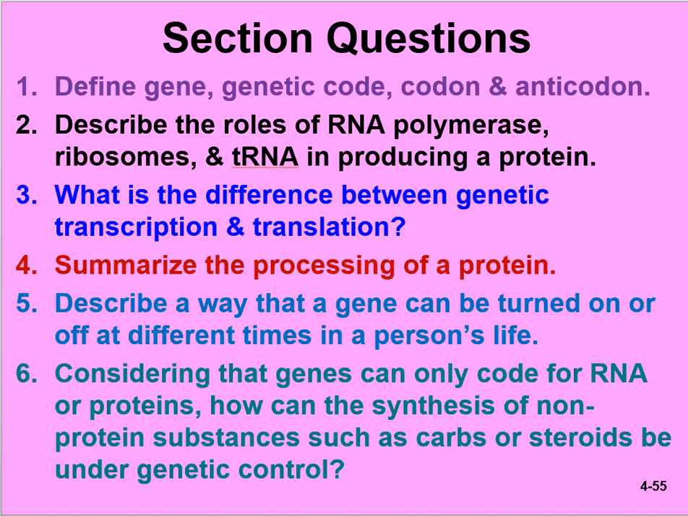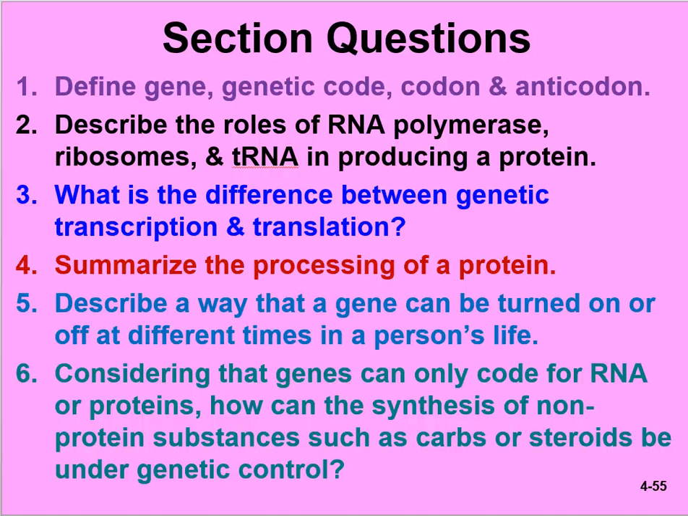A ribosome is kind of a double clump of ribosomal RNA plus enzymes that's going to be responsible for grabbing onto the mRNA to assemble proteins. They can be found on the ER or free floating in the cytoplasm or on the nuclear envelope.